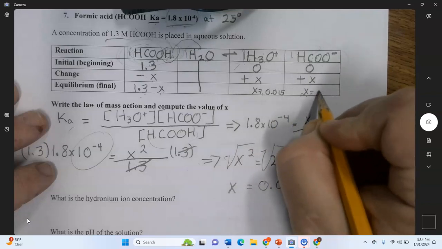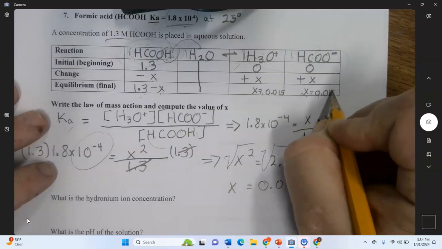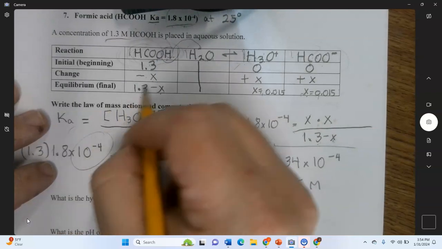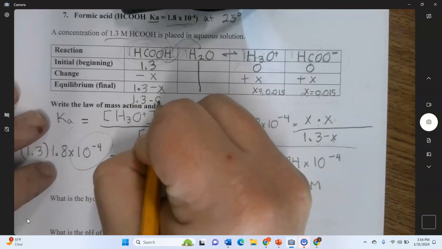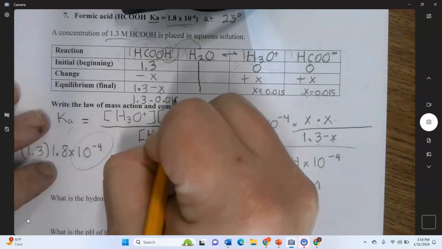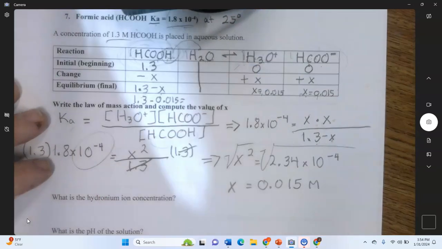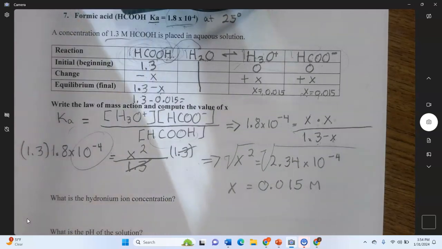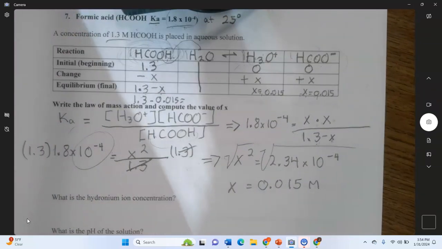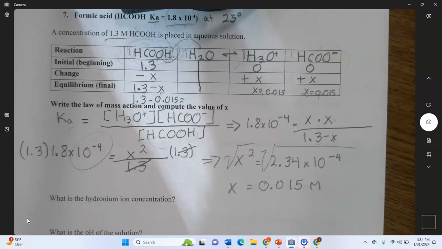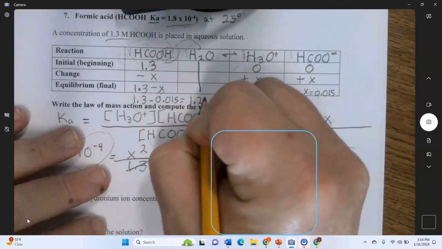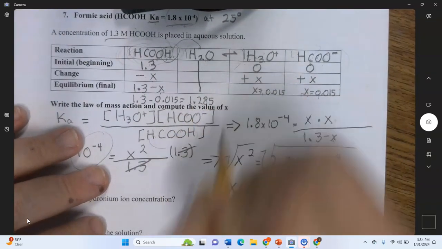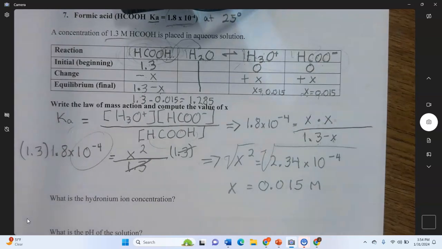And so does this one. And this one, if we cared about it, which we generally don't, is 1.3 minus 0.015. Then I'm just going to show you what it is. That gives you 1.285. We don't really care about that, but I'm just showing you how you can figure out all of the concentrations, okay?